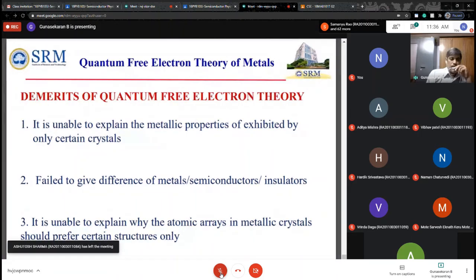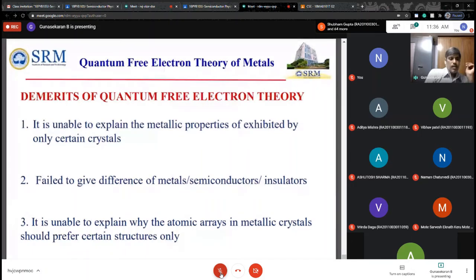That concept was developed by Bloch. In the same year, 1928, he introduced Bloch theory and successfully explained the band theory of solids. According to band theory, you classify materials into conductors, semiconductors and insulators.